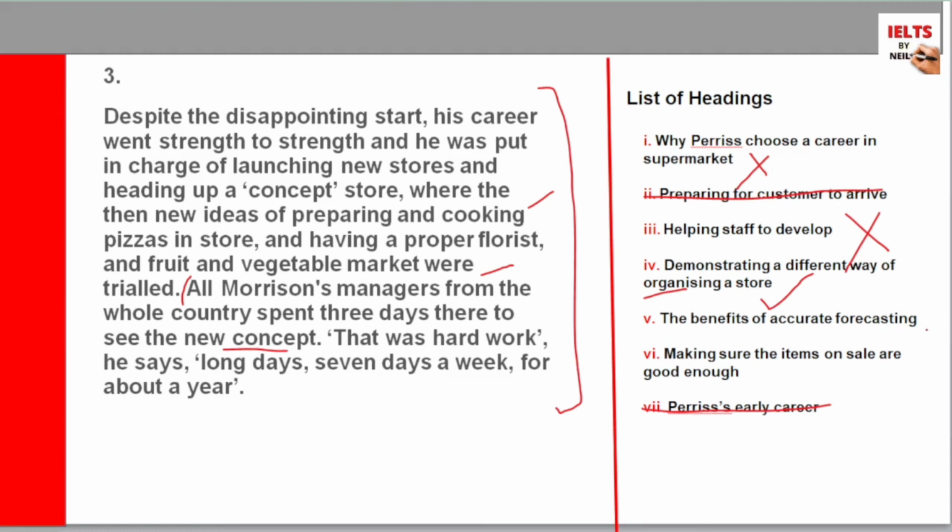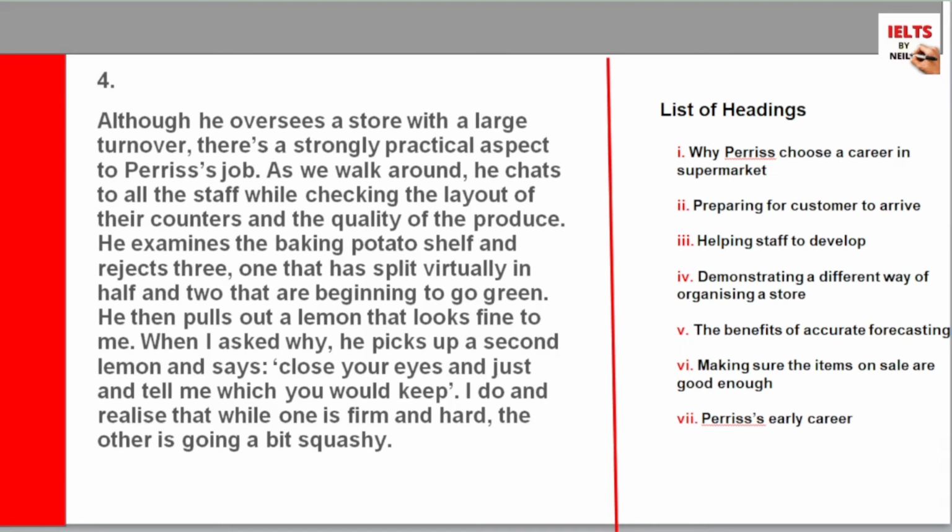The benefits of accurate forecasting. No forecasting is being talked about. Making sure items on sale are good, no items on sale. So the correct answer is number 4. Demonstrating a different way of organizing a store. Alright, I hope things are getting clear to you. Now let's do one more, the last one. I'm going to give you another 2 minutes to do this, and after 2 minutes we will discuss it. Okay, the time starts now.